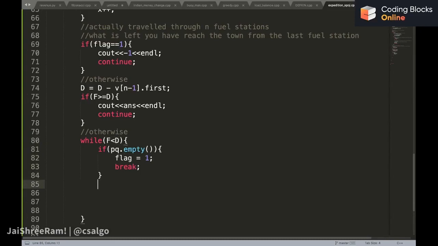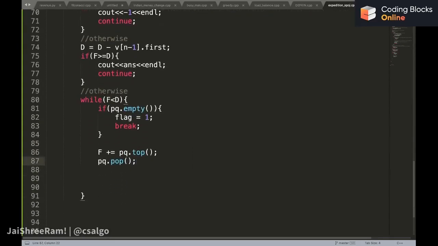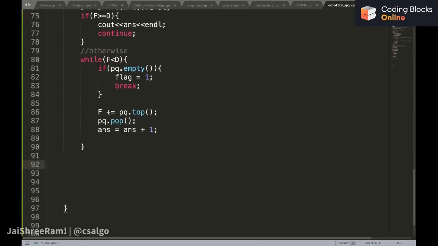Otherwise you recharge from the priority queue. So f plus equals pq dot top, and you remove that fueling station from the queue, and you say answer equals answer plus 1, because you are using one more fueling station at this point. And that's it. So this while loop will make sure that if you have enough fuel to reach d, you will be able to reach, otherwise you won't be able to reach.